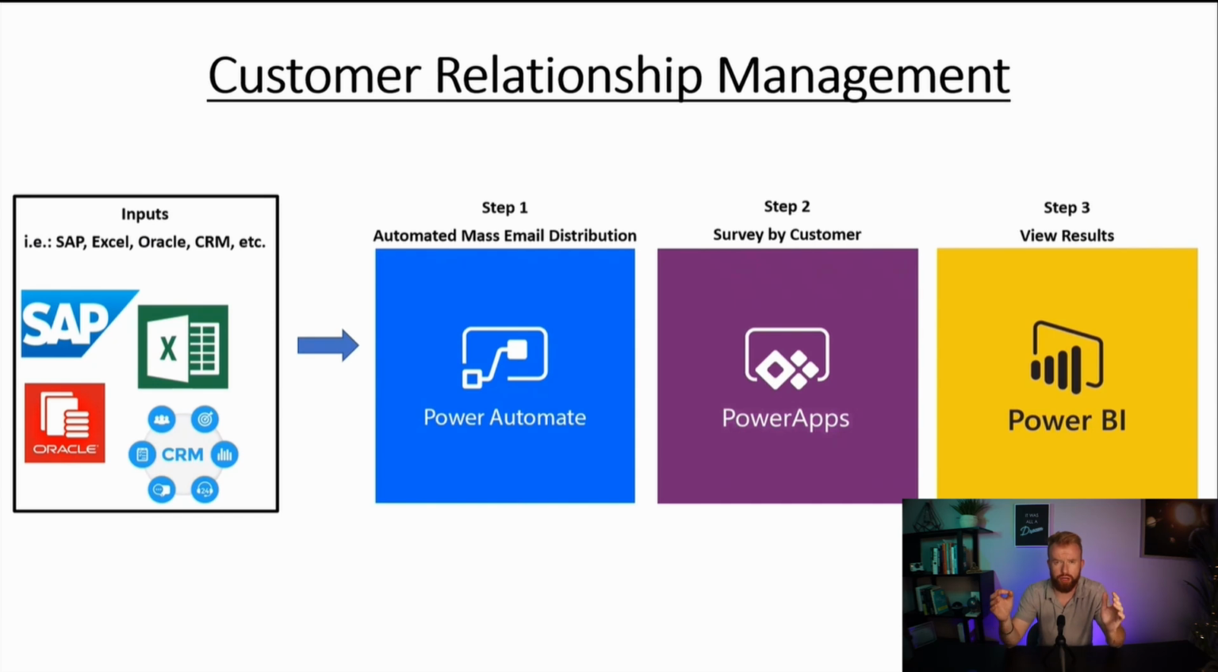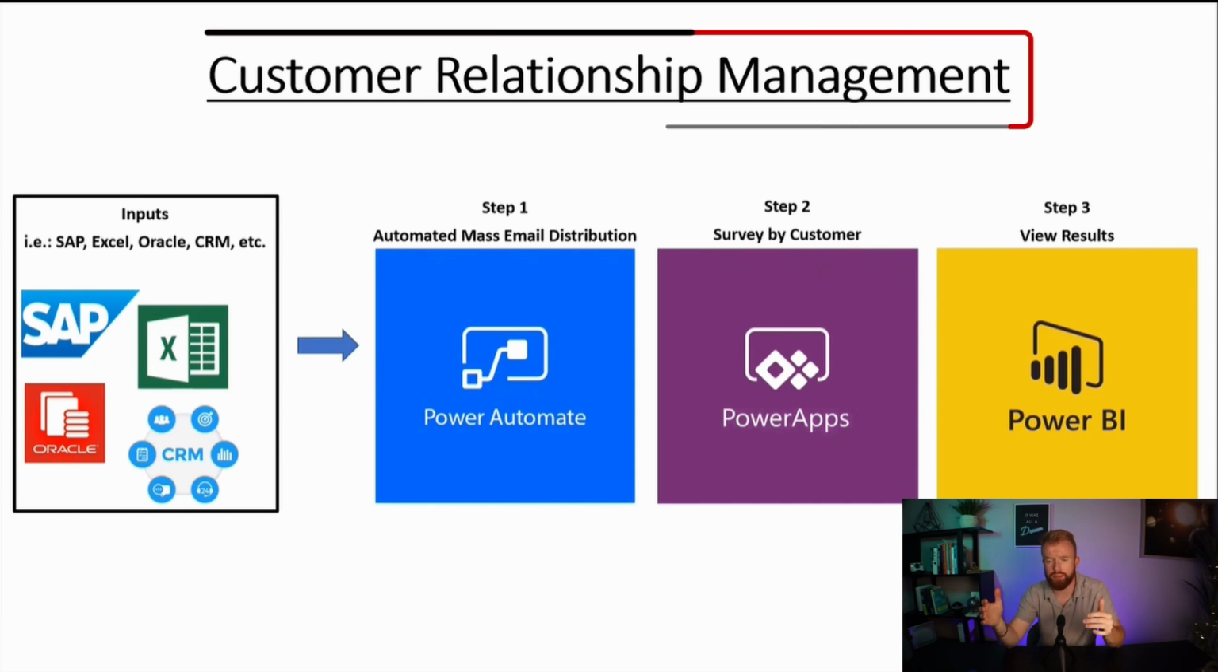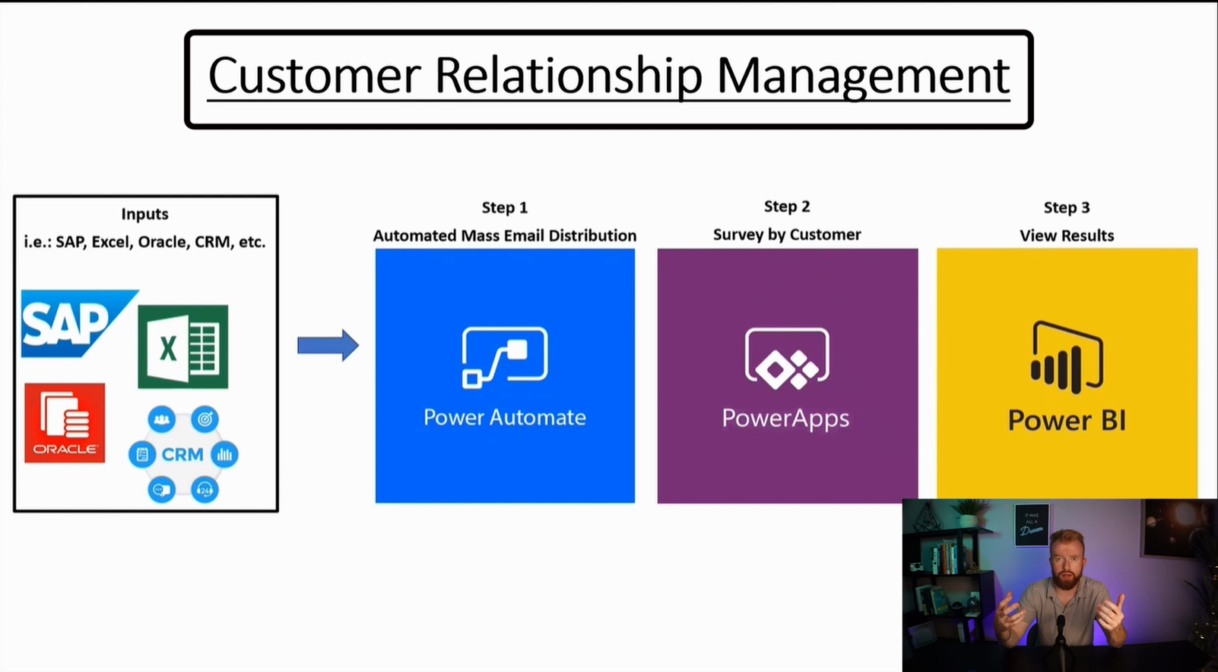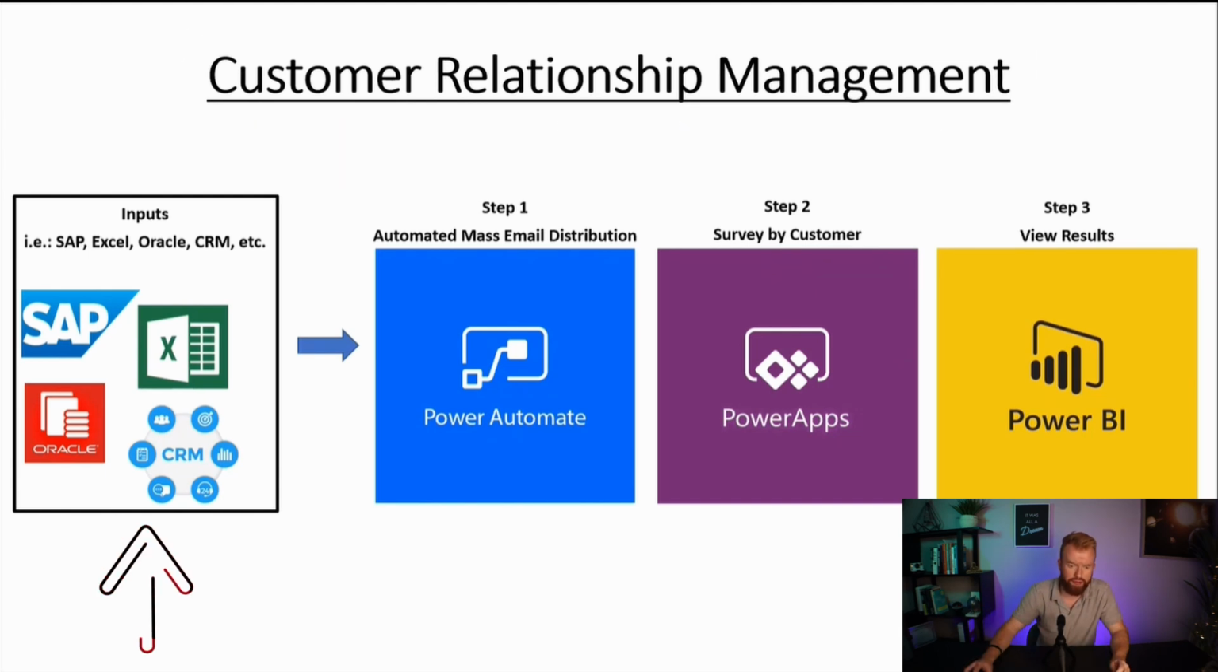So in this example, we're going to be going over customer relationship management, specifically reaching out to a customer, having them perform a survey, and getting a response back. To start, you're going to have some type of inputs. Your inputs would be your customer emails or your supplier emails, anyone you're thinking you're going to be contacting. This can come straight out of SAP, Excel, Oracle, CRMs, any database you have in your company.